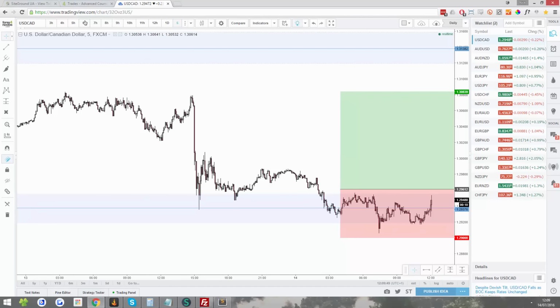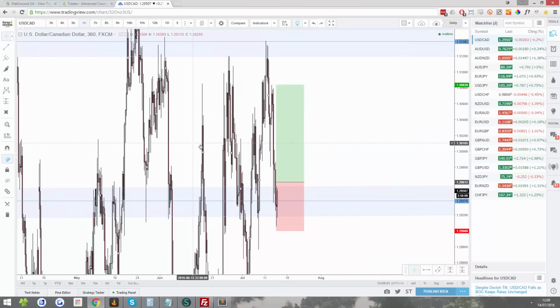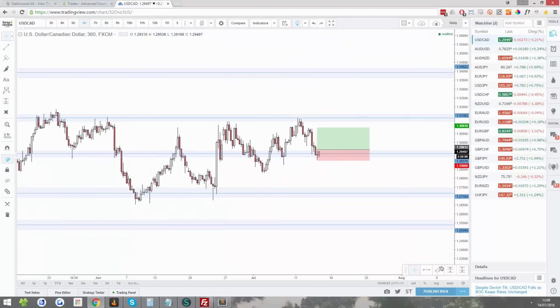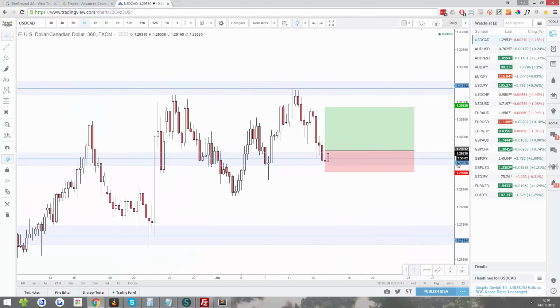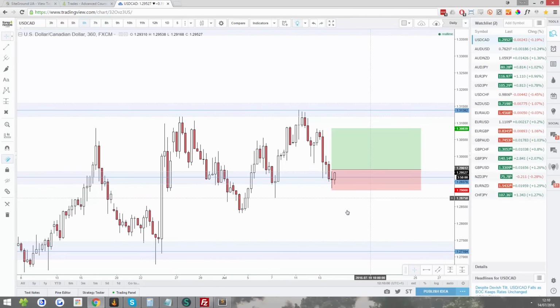So price has made 3 attempts at breaking through this area, and it's failed. This tells us that this is a strong area of support.